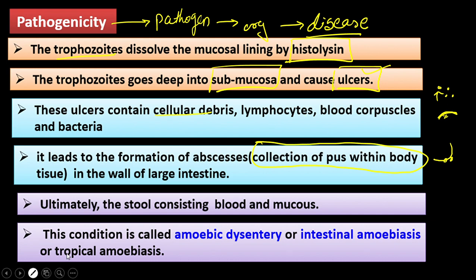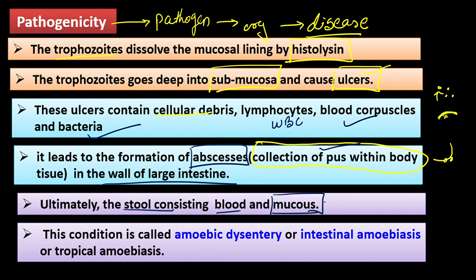Lymphocyte is nothing but your WBC. And then blood corpuscles, that means other components of the blood, will be present, and bacteria will be present. It leads to the formation of an abscess. Because of this, what happens? There is a collection of pus, in the wall of the large intestine. Ultimately, what will come in the stool? Blood and mucus will come. Mucosa is the name of a layer; mucus is the sticky substance.